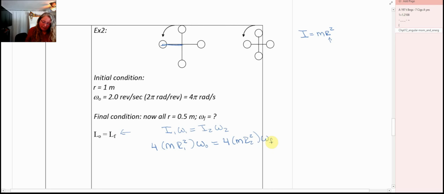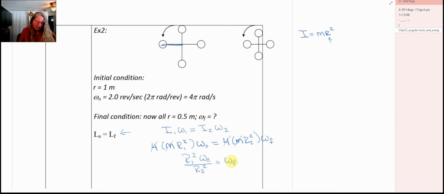Pretty cool. A couple things happen here when I look at this. I feel like we can simplify this down, and by golly, we can. Masses go away. And what do we have? R1 squared times omega naught divided by R2 squared equals omega final. So there's some benefits to figuring these things out and seeing what simplifies, because it saves you a lot of button pushing.